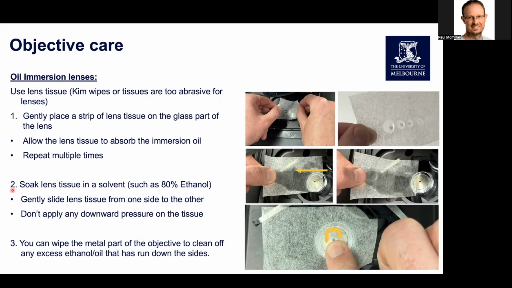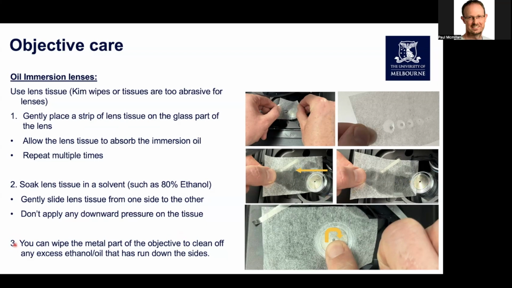For the second step, take a fresh piece of lens tissue. We normally use 80% ethanol here, so soak it in 80% ethanol. In this case, I'm just dropping that on top of the lens, and I'm slowly pulling it across in one direction. So I'm not applying any downward pressure. I'm just using the wicking of the solution to clean that off.